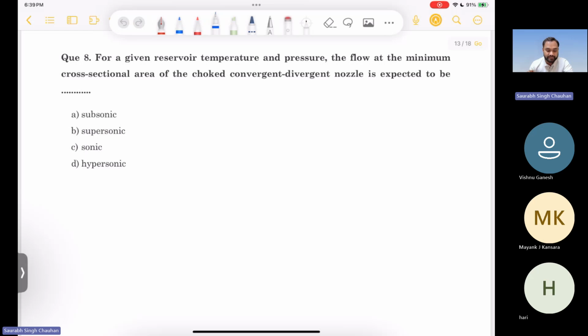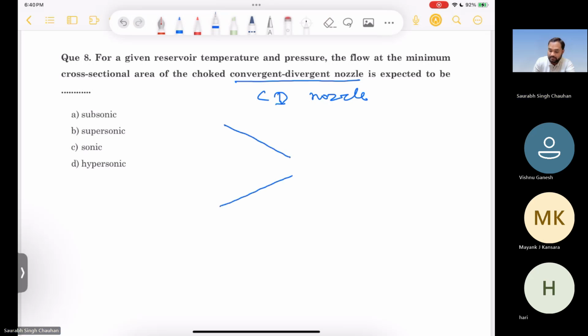So question number 8. It says that for a given reservoir temperature and pressure, the flow at the minimum cross-sectional area of the choked convergent divergent nozzle is expected to be. So you have studied about convergent and divergent nozzles, CD nozzles, right? As the name suggests, first there will be a convergent part and then a divergent part. Convergent part means the cross-sectional area will be decreasing. Then the cross-sectional area will be increasing. So this first part is the convergent part and this part is the divergent part.